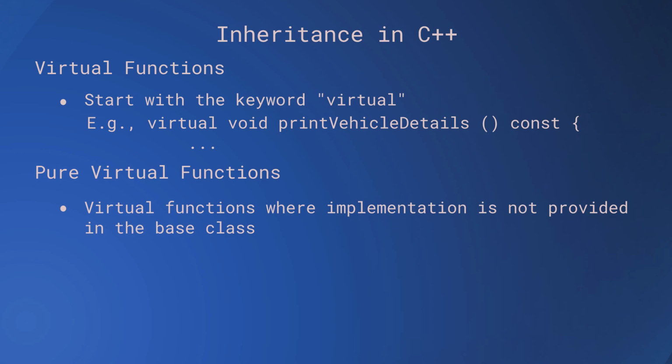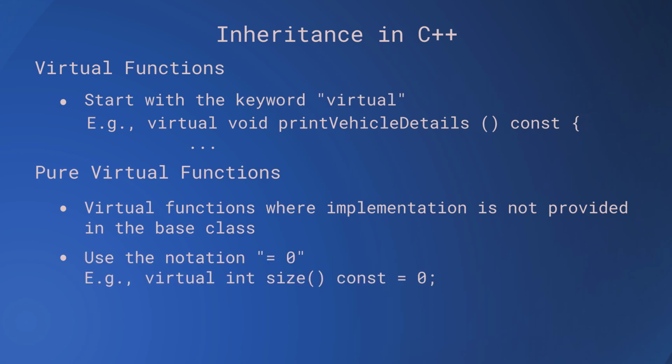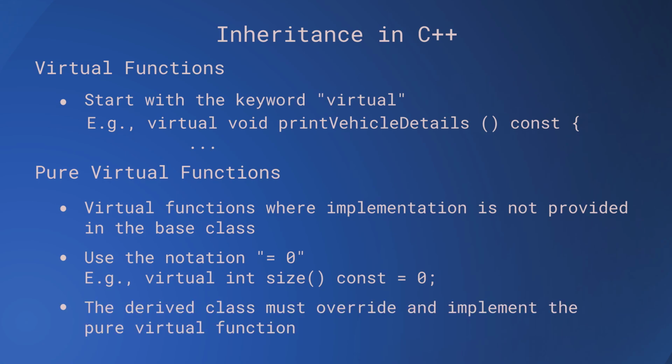Then there are pure virtual functions. Pure virtual functions are a special type of virtual functions. They are not implemented in the base class. Instead, they are declared with the notation equal to 0. For example, virtual int size constant equal to 0. They must be implemented in a derived class so that the derived class can become a concrete class and can instantiate objects.